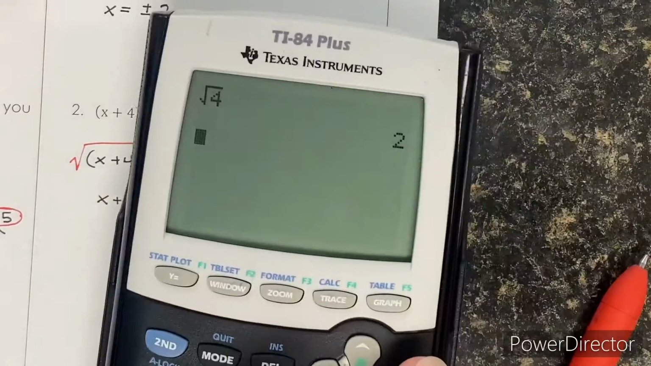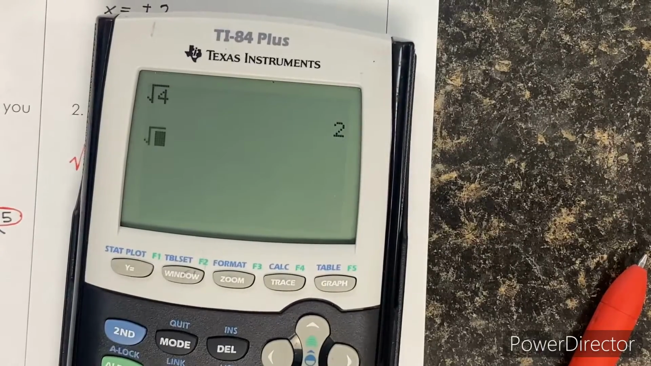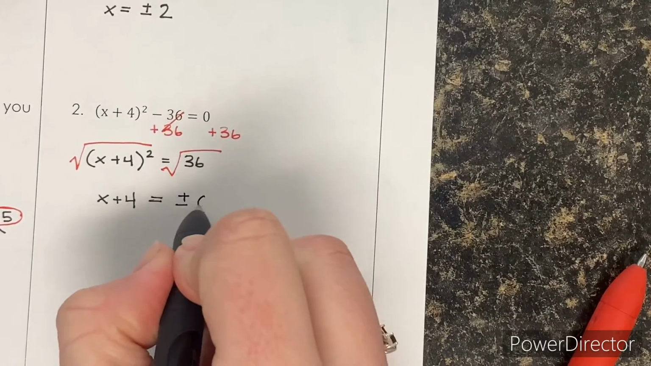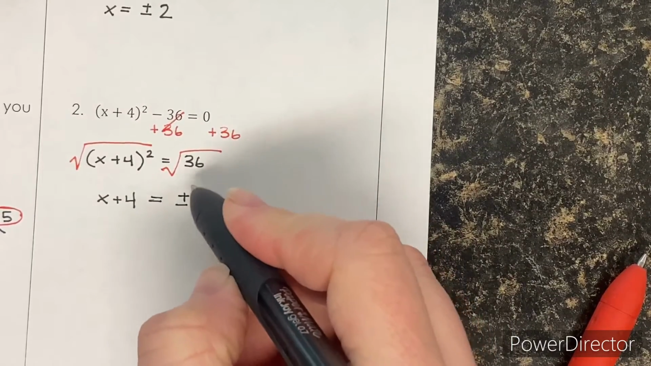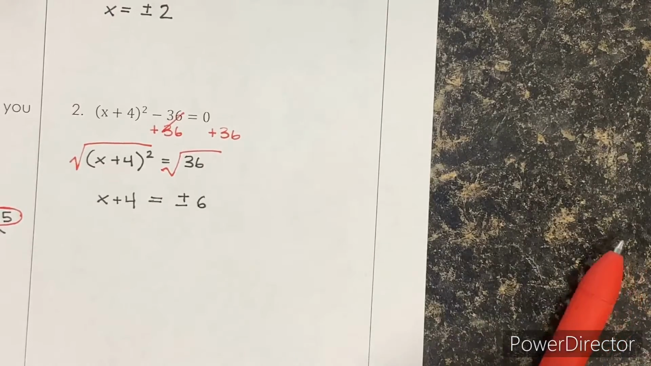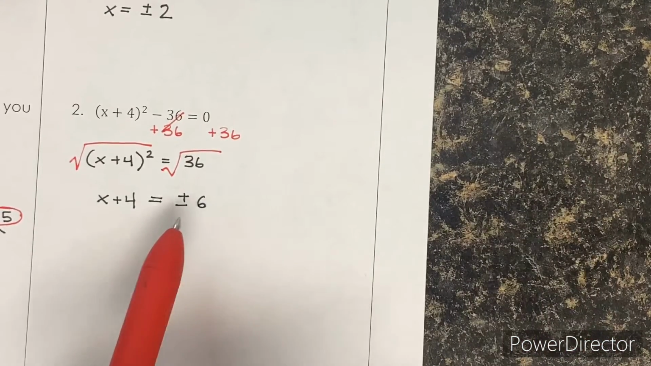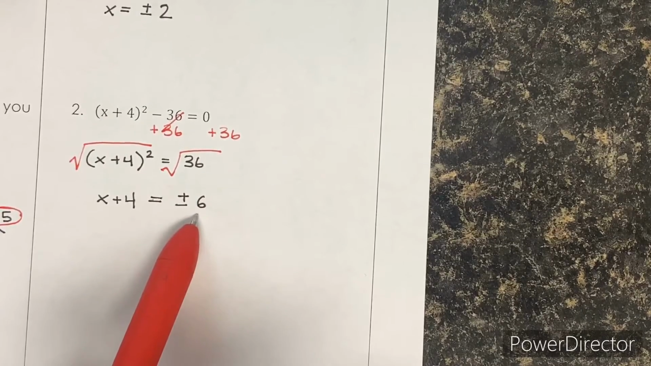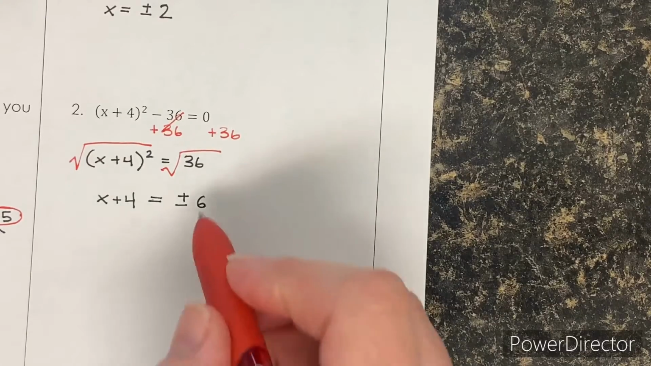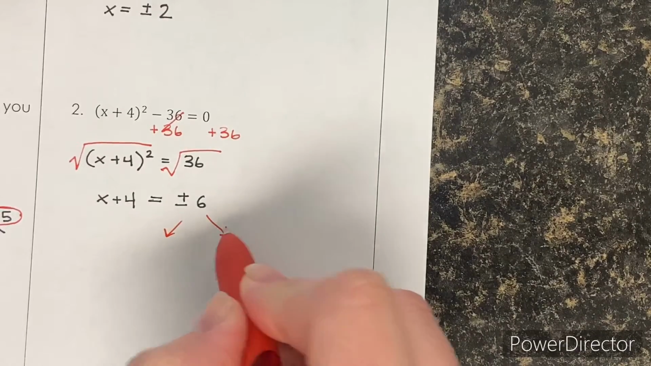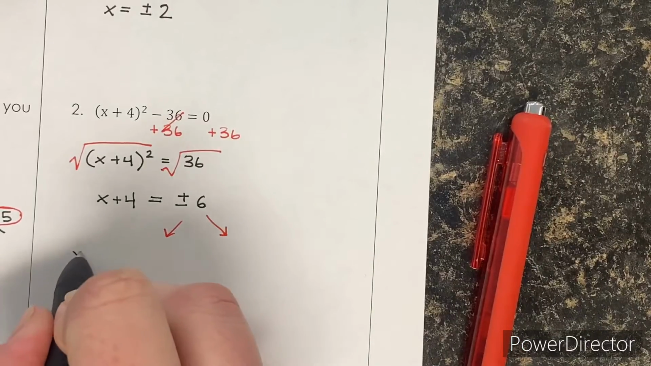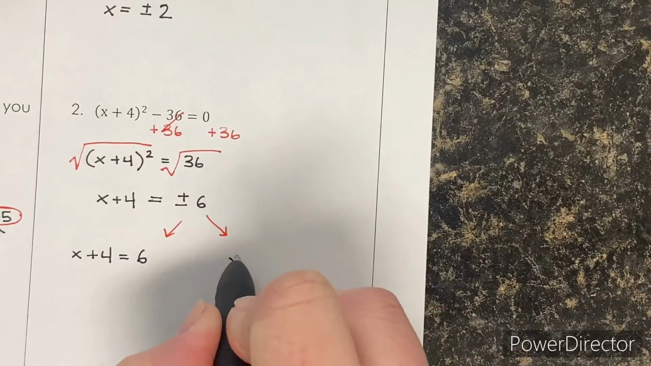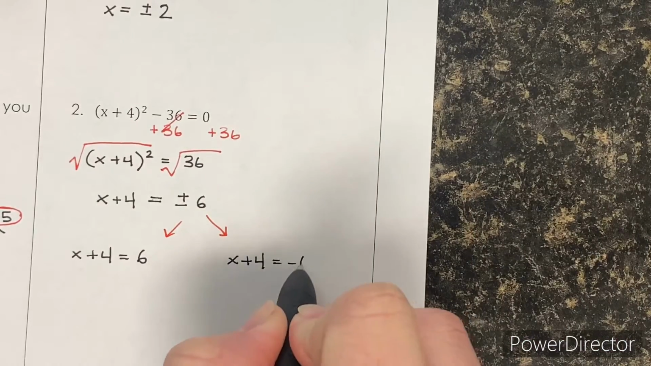Remember, if you don't know, type it in on your calculator. So you end up with the square root of 36 is 6. So we're going to have plus or minus 6. Don't forget your plus or minus. This is where a lot of people mess this kind of problem up. Now we need to deal with the fact that this is a plus or minus 6. This is actually two numbers right here. One is a positive 6, the other one is a negative 6. In order to deal with it, I need to split it up. Okay? So I'm going to have x plus 4 equals positive 6, and x plus 4 equals negative 6.